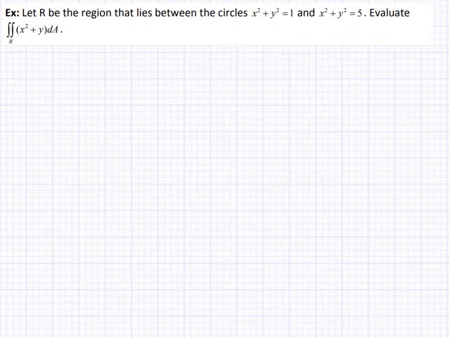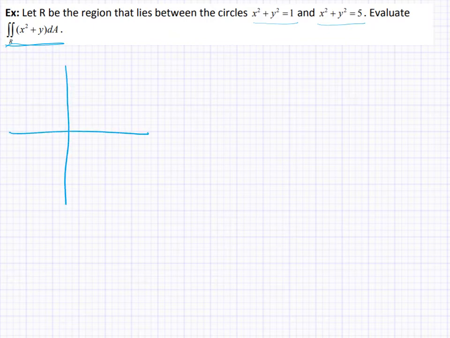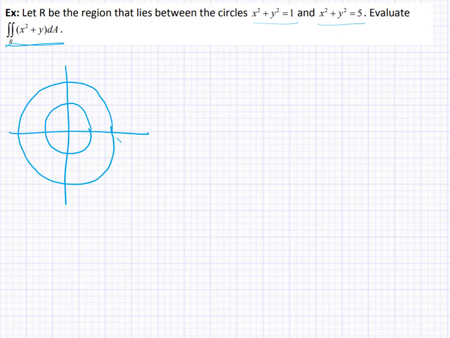So here, let R be the region that lies between the two circles, x squared plus y squared equals 1 and x squared plus y squared equals 5. That's the region we want to integrate over, and we want to evaluate this integral over that region. So let's look at the region real quick. We have two circles, a unit circle and a circle with radius square root of 5.